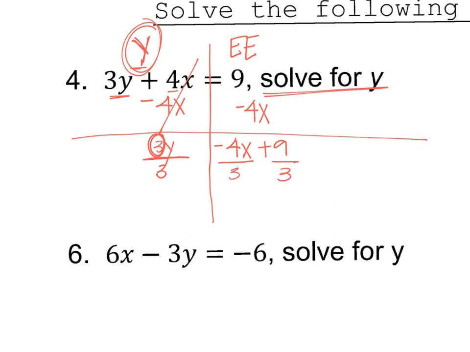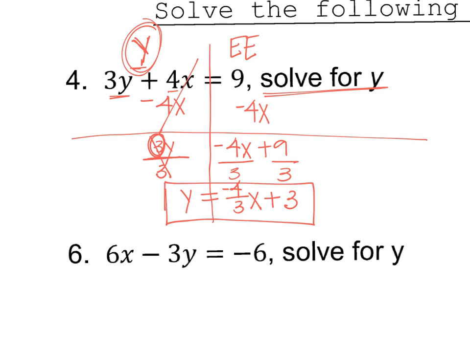Well, if I have a 3 on top and a 3 on bottom, those go away. And I'm left with y equals negative 4 over 3. Leave it a fraction. It's our slope, so leave it a fraction. And 9 divided by 3. Well, 3 times 3 is 9, so 3 goes into 9 3 times. That is my literal equation after I solved for y. I got y on one side, everything that's not y on the other.